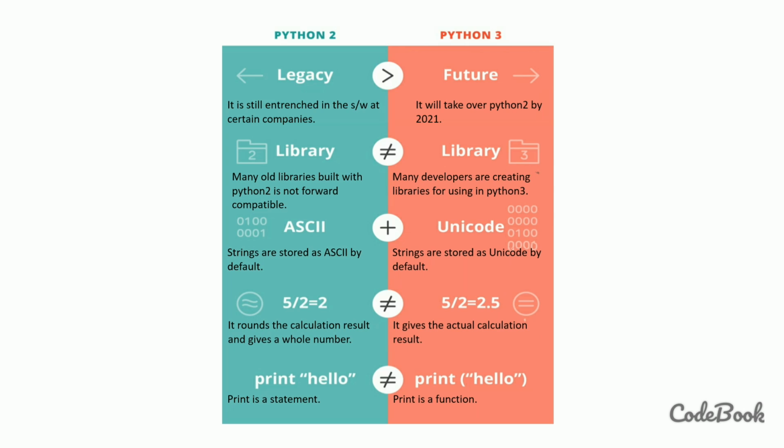The third major difference between Python 2 and Python 3 is that Python 2 stores strings in ASCII format by default. The full form of ASCII is American Standard Code for Information Interchange, while Python 3 stores strings as Unicode by default. If you don't know what ASCII and Unicode are, then let me discuss it.